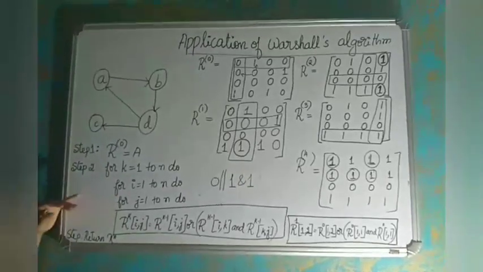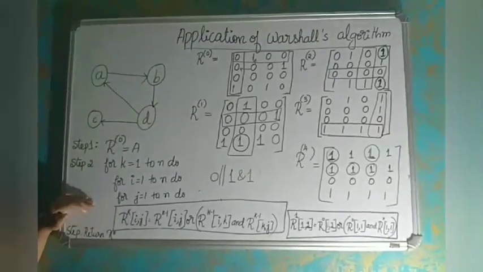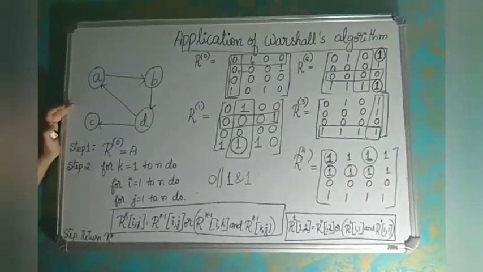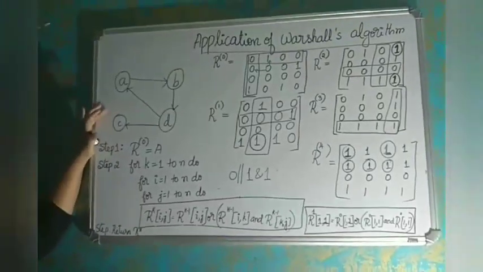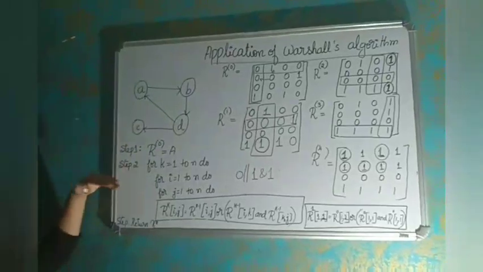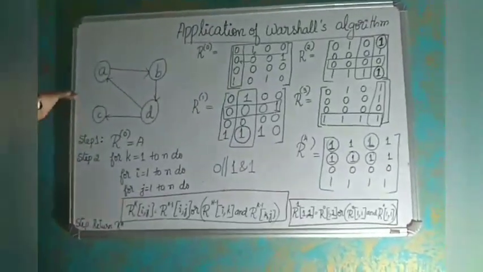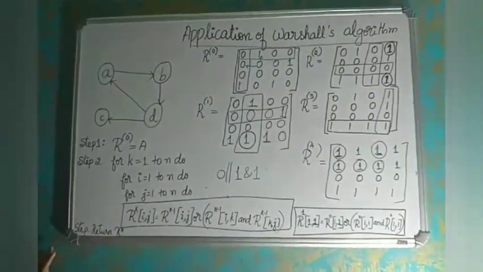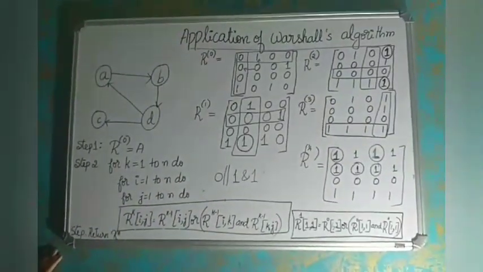I hope you understood how to apply Warshall's algorithm for the given graph. This is one of the important topics in the dynamic programming method. So please understand the algorithm, take an example and trace it to get the final transitive closure of any directed graph. Thank you.